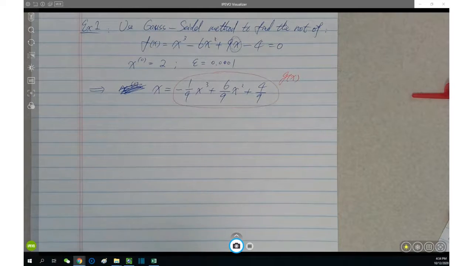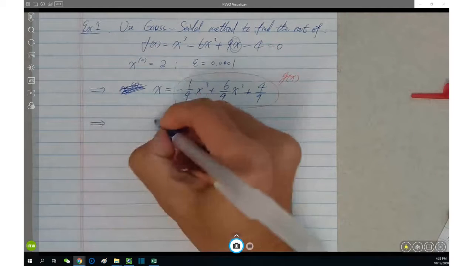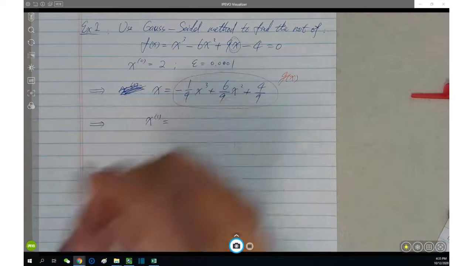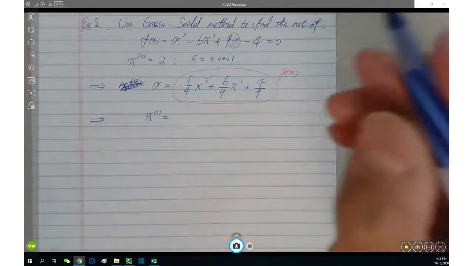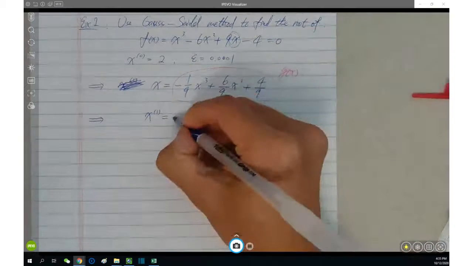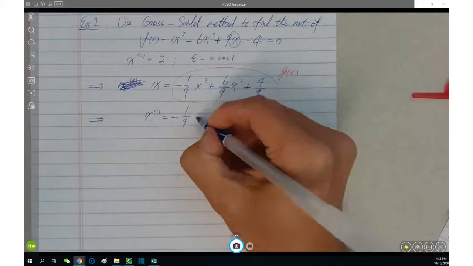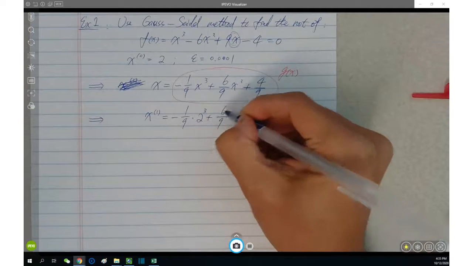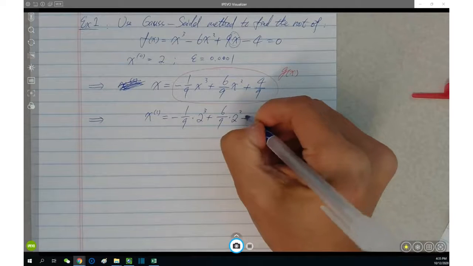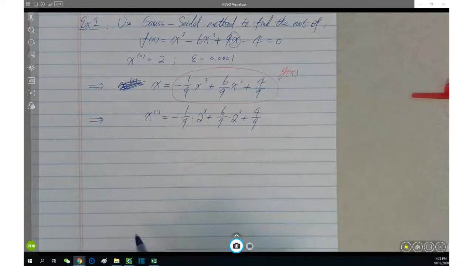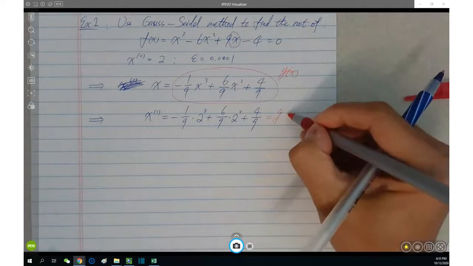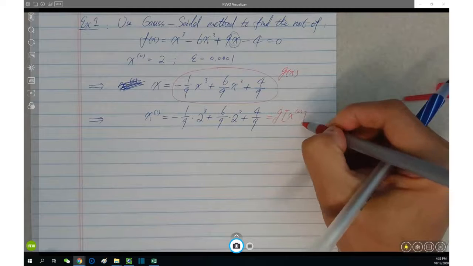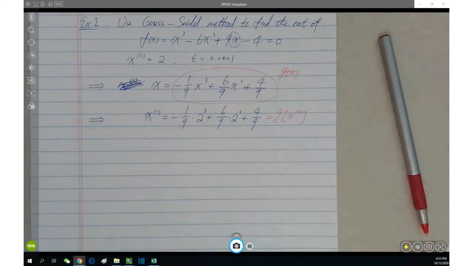And then from here, we go ahead to derive x of 1, the first step iteration result. So it equals what? Negative times 2 cubed plus 2 squared plus. Does it make sense? What you're doing is just what? G of x of 0, right? So substitute x by the initial value.